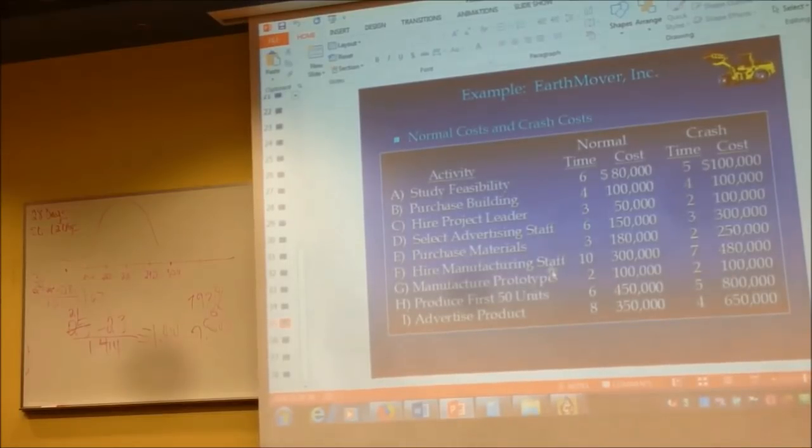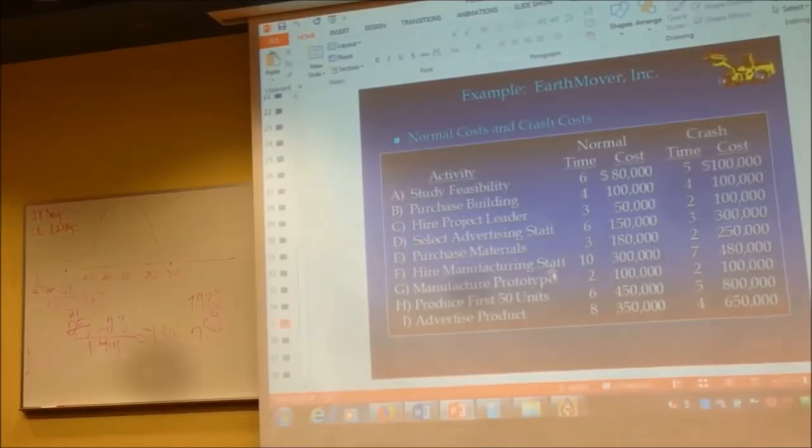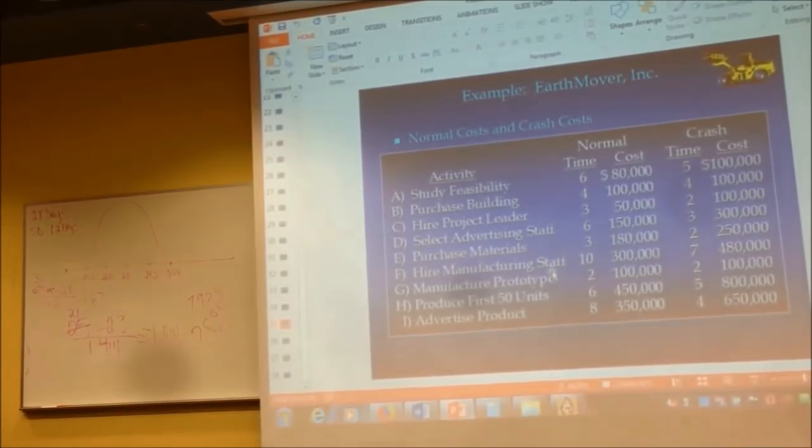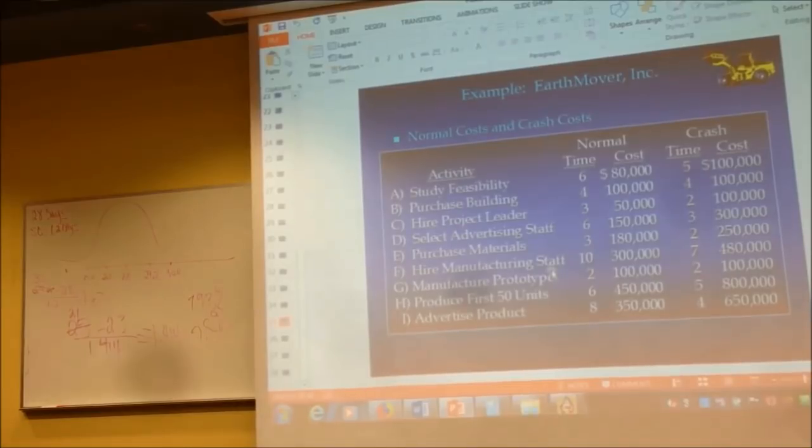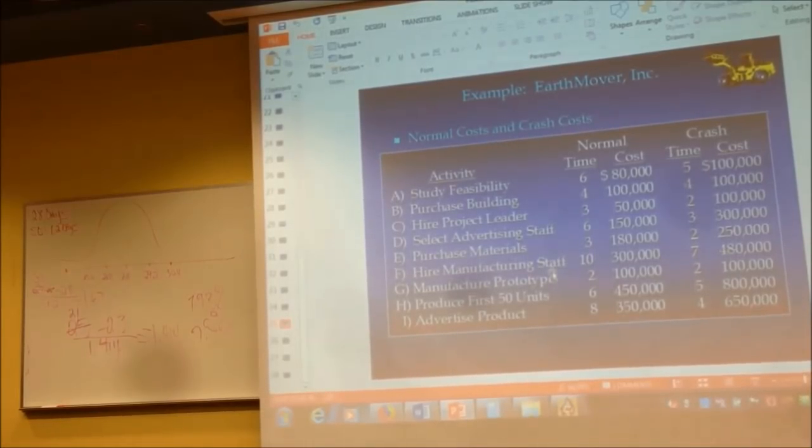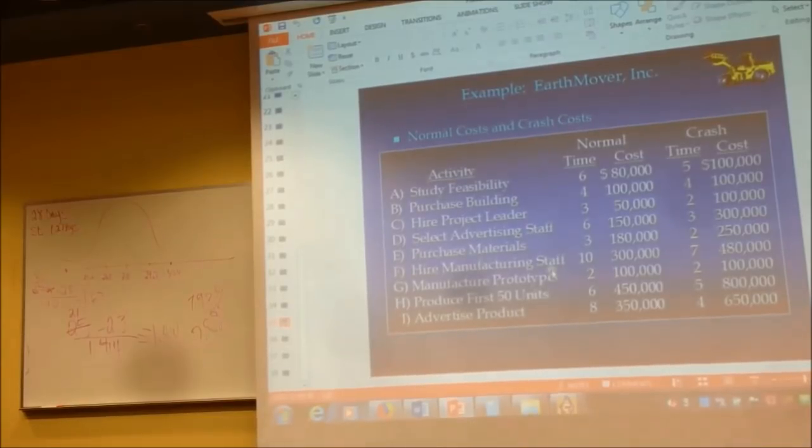You keep going down the list, and this is exactly how it works. You have these conversations, one after another, as fast as you can to come up with this plan. And here's your information. Select advertising staff: you could cut literally 3 weeks off this activity for an additional cost of $150,000, and so on. Here's a 1, here's a 3, here's another 0. Can't be done on manufacturing prototype. Here's a 1. Here's a big 4. And you get your total amount of money.